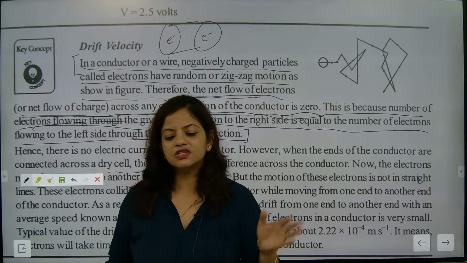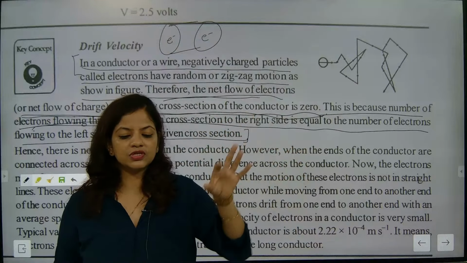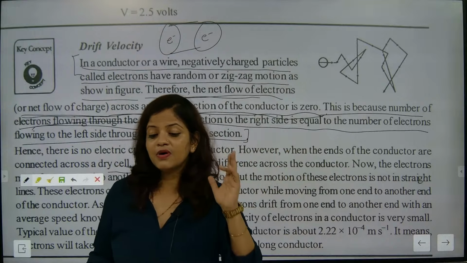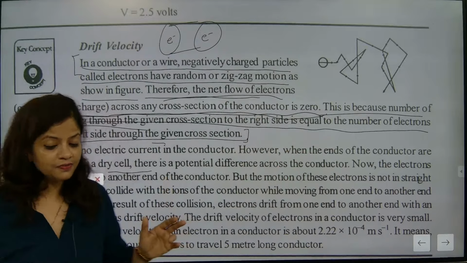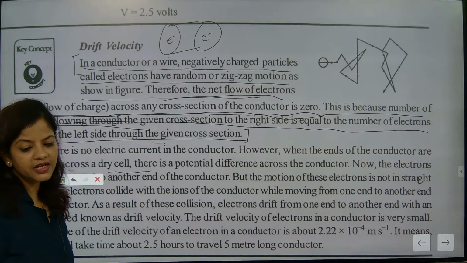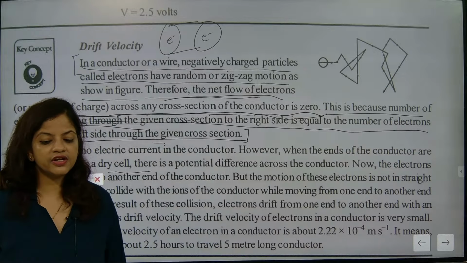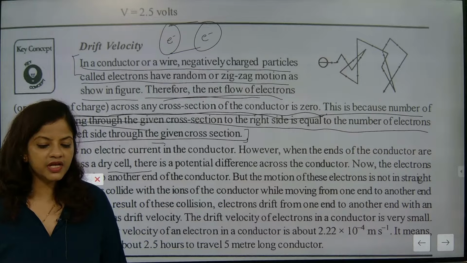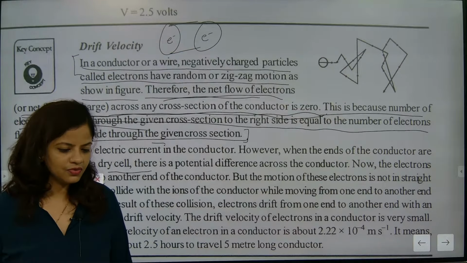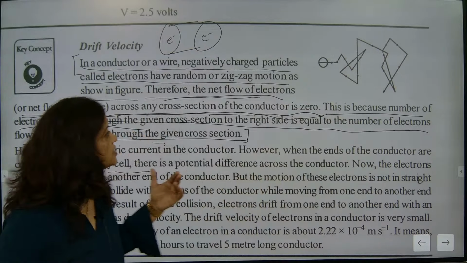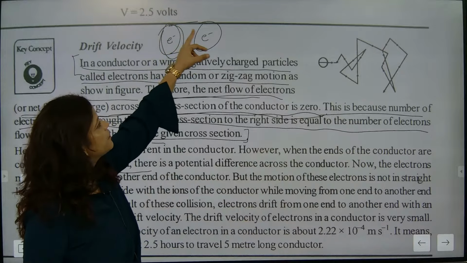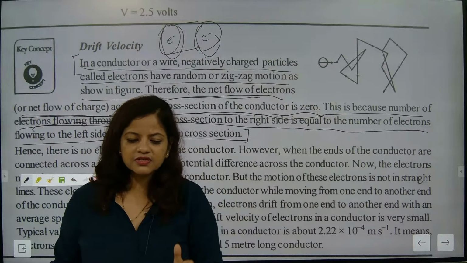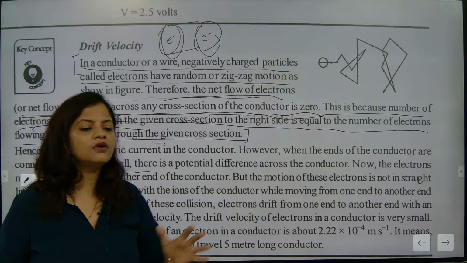So the electron will be moving in zigzag motion in the outer part, and the net flow will be exactly zero. Remember this part, the net flow is exactly zero. The number of electrons present on the right side is equal to the number on the left side, so the force exerted by both sides is net zero. In the faces of the wire, the right and the left side, the net flow is considered as zero. What is the net flow? The net flow is 0.